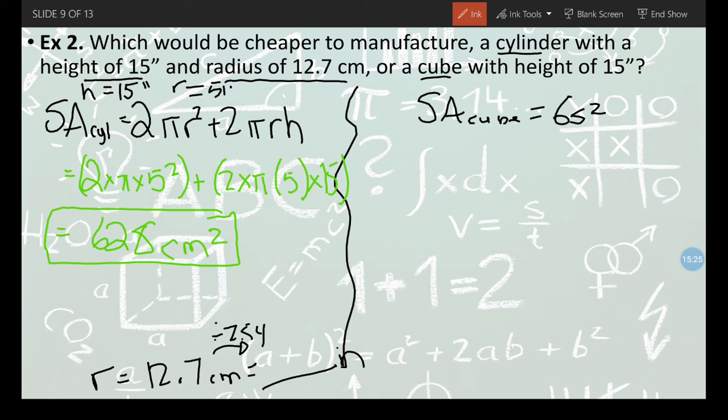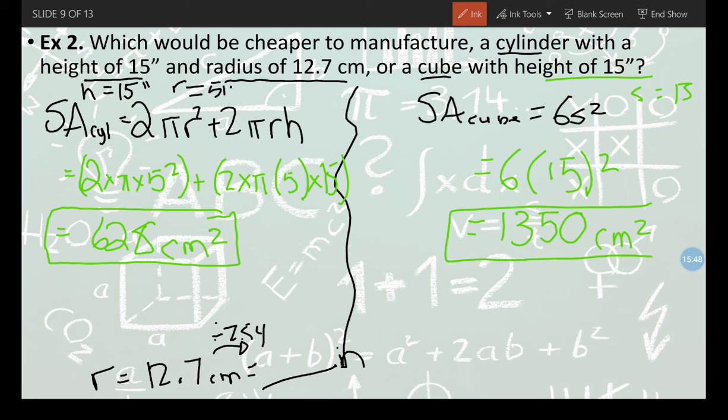Now let's do the same thing for the cube. The height of the cube is 15 inches, so every single side length is going to be the same. That's what S is equal to. So 6 times 15 squared is 1,350 squared units. If I have to pay for my material, am I going to want to make this cylinder or my cube? The cube costs more in terms of surface area, so I'd want to create the cylinder if I'm trying to save money.